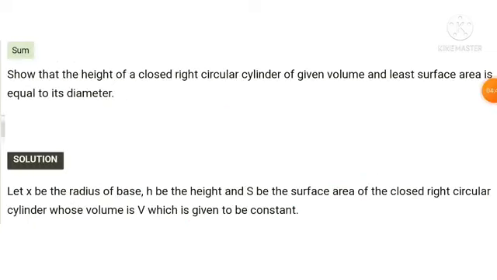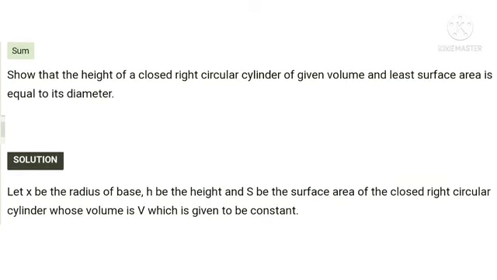Okay. Now next question, question number 21. Show that the height of closed right circular cylinder of given volume and least surface area is equal to its diameter. See once again the question. Show that the height of closed right circular cylinder of given volume and least surface area is equal to its diameter.